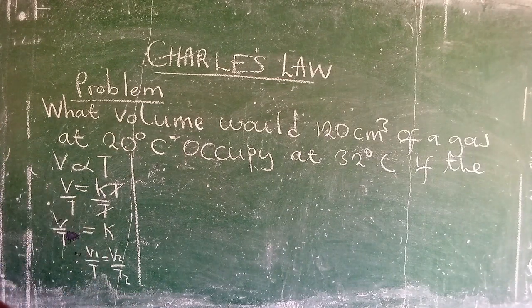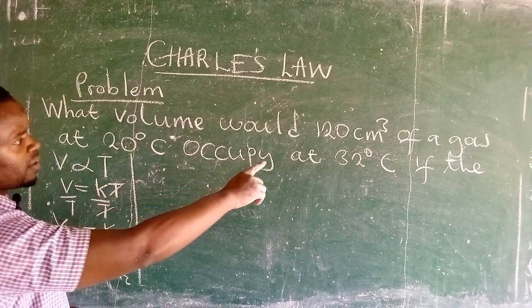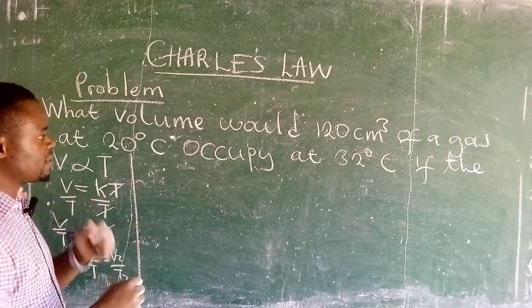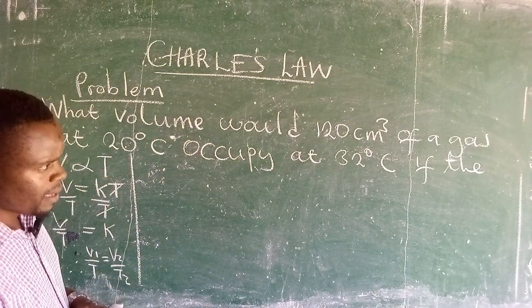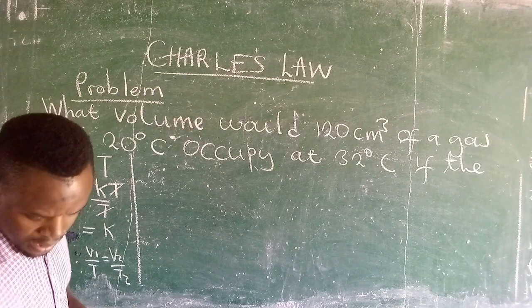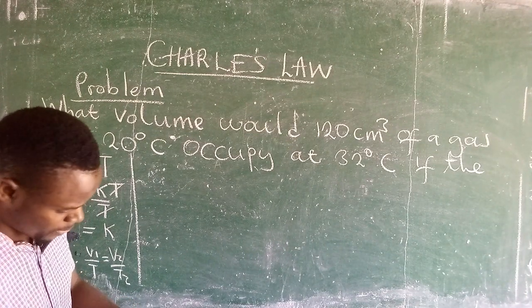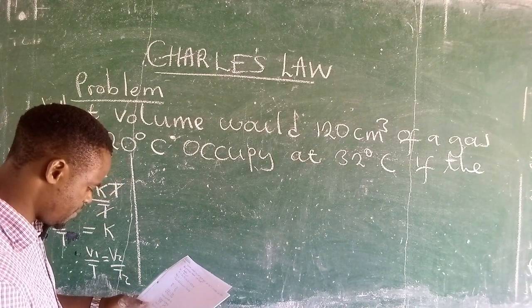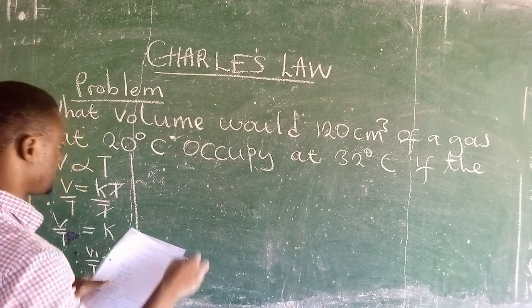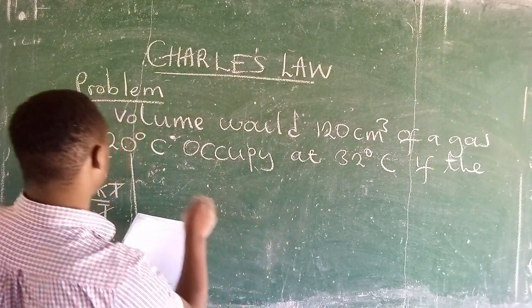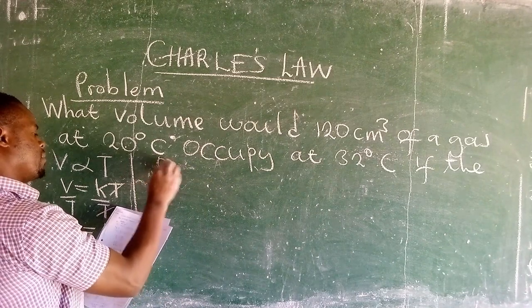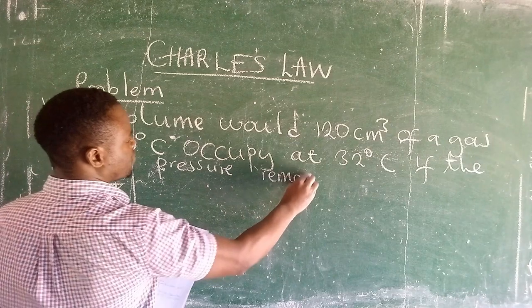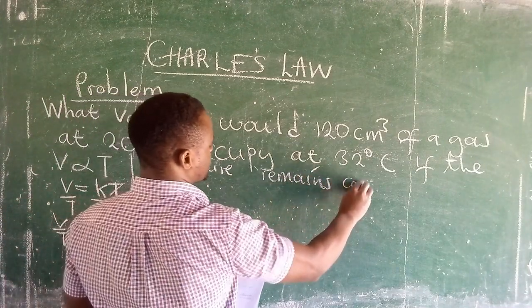Now let's look at this problem. What volume would 120 cubic centimeters of a gas at 20 degrees Celsius occupy at 32 degrees Celsius if the pressure remains constant?